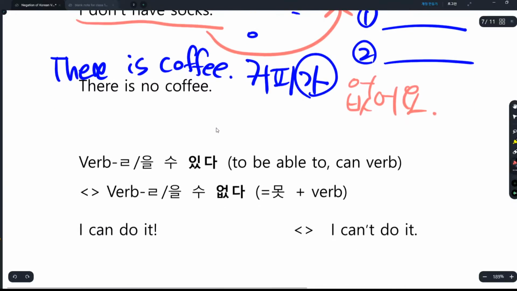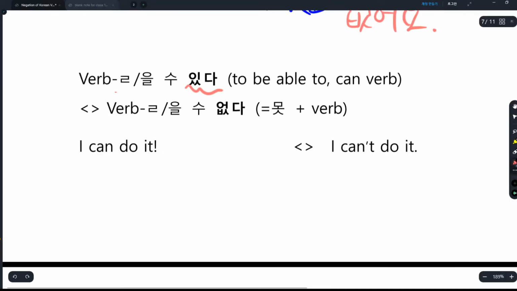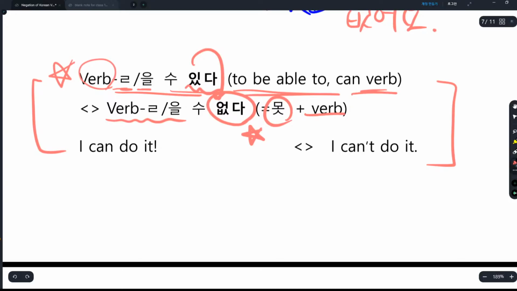And this applies to many other expressions that have 있다 in them, like 뭐 뭐 할 수 있다. We're going to learn this in a separate lesson, but verb stem + ㄹ/을 수 있다 means to be able to do something, to can do something. And if you want to negate it, it would be verb + 수 없다. This we're gonna learn in a separate class, including 못 plus verb. But if you want to say like I can do it.